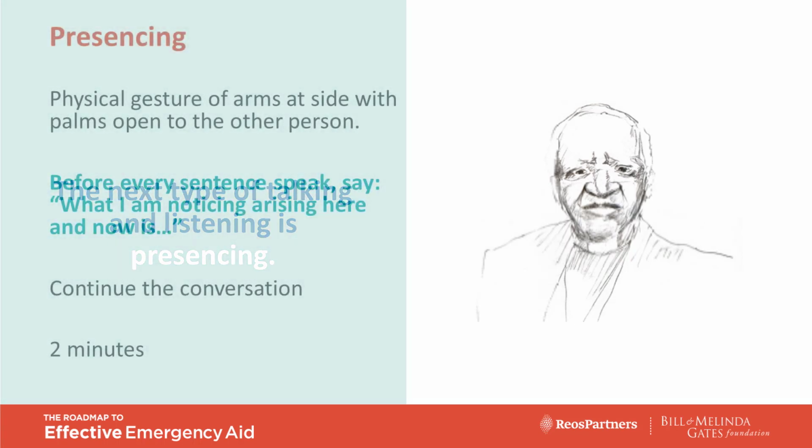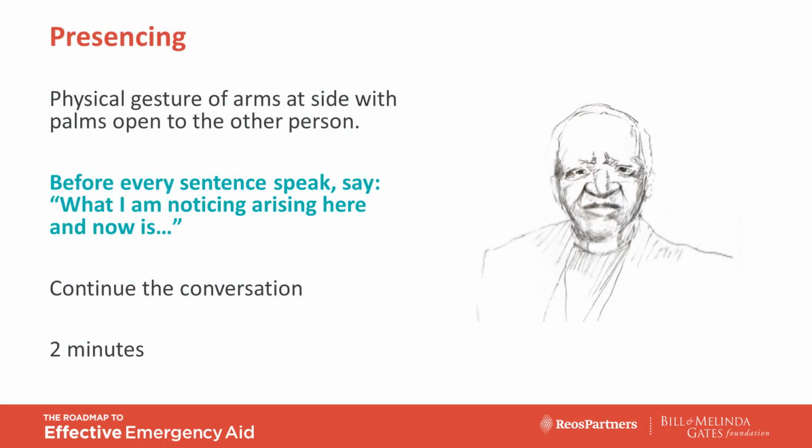Now, assume the physical gesture of arms at your side with your palms open to the other person. And this time, before you say every sentence, say, "What I am noticing arising here and now is..." Continue the same conversation for another 2 minutes.